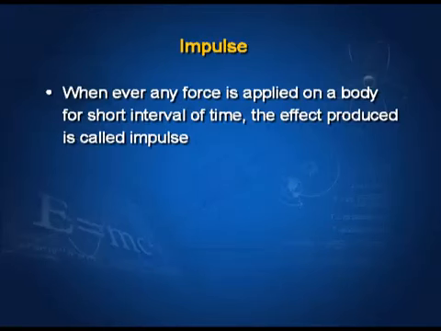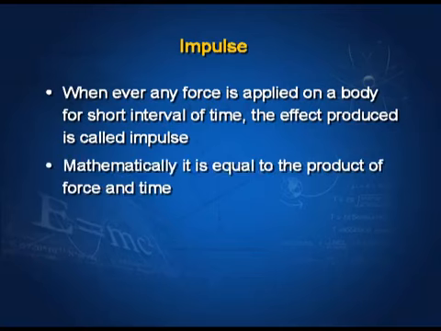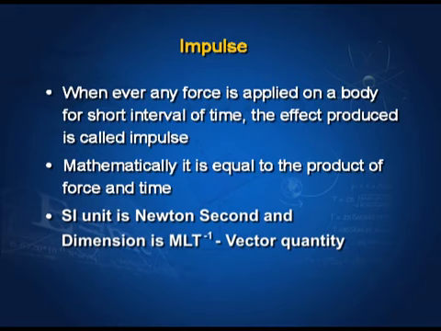Impulse. What is this impulse? Whenever any force is applied on a body for a short interval of time, then the effect produced by the force is called impulse. Mathematically, it is equal to the product of force and time. Its SI unit is Newton-second and its dimension is MLT^-1. As velocity is a vector quantity, impulse is also a vector quantity.